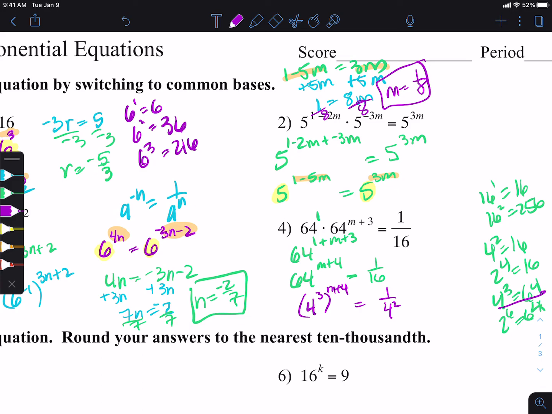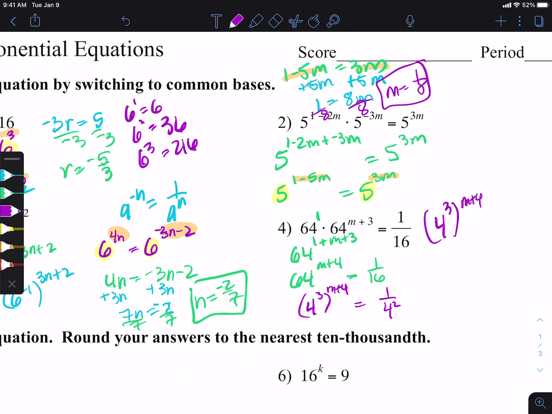Then I'm going to erase my thinking over here so I have a little bit more space. But notice, again, this is in the bottom, which I don't want in the bottom, so I can move it to the top and change it to a negative. So we have 4 cubed still raised to the m plus 4 equals 4 to the negative 2. Or you can write it as 4 to the 2nd to the negative 1, which gives you negative 2, either way you want to think about it.